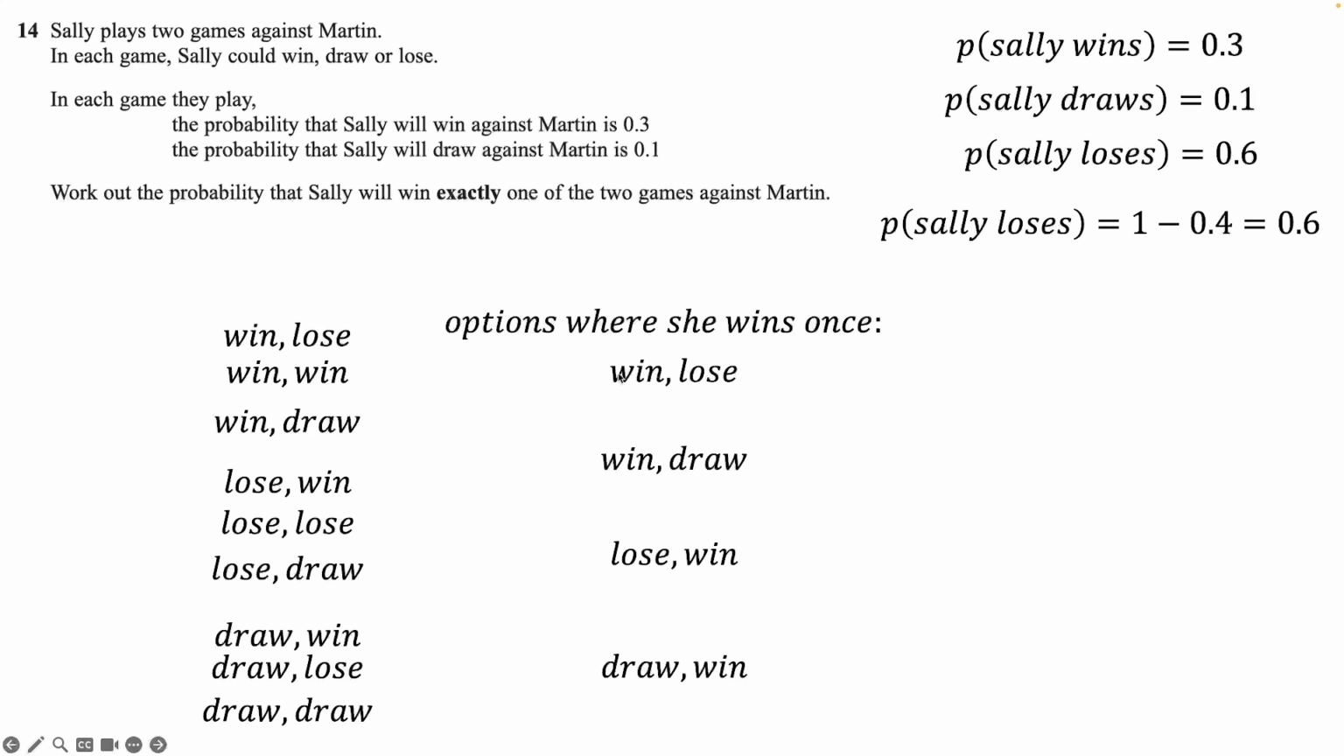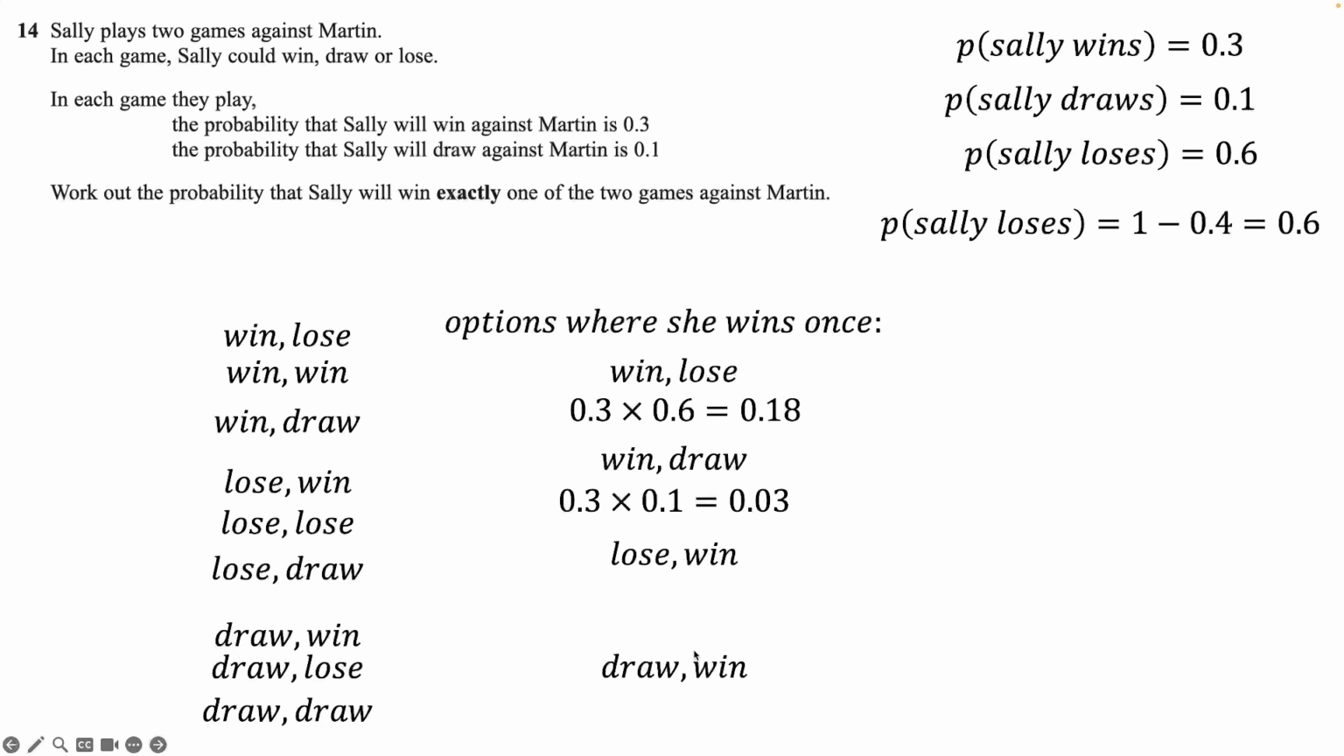So the probability that she wins and then loses, well, it's going to be 0.3, the probability that she wins, multiplied by 0.6, the probability that she loses. And that gives us 0.18. The probability that she wins and then draws, well, that's going to be 0.3 multiplied by 0.1, which is 0.03.